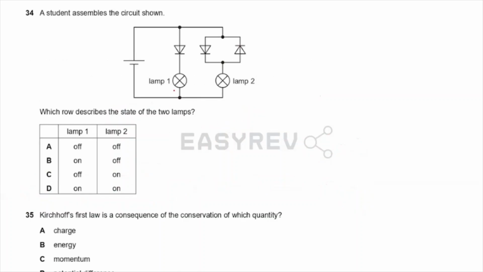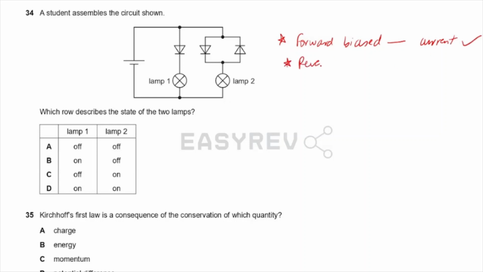Next we have question 34. A student assembles the circuit as shown. Which row describes the state of the two lamps? Now, here it's just a matter of seeing which of these paths will be forward biased and reverse biased, and then see which lamp will glow. We remind ourselves that only in the forward bias setting will we expect current to flow through. So, I repeat, only in the forward bias setting, current will definitely flow.